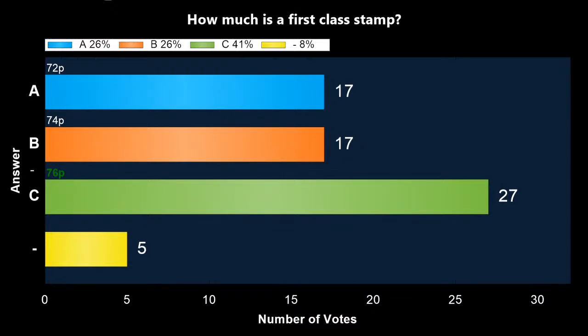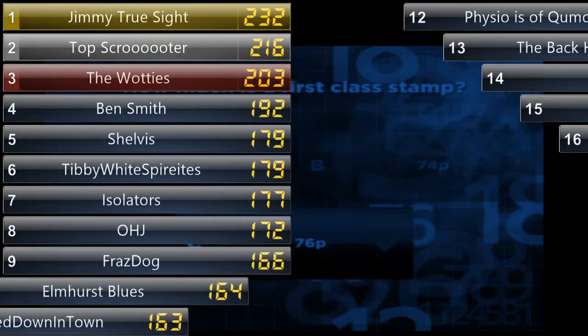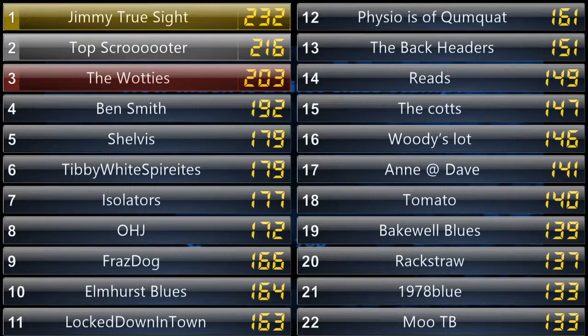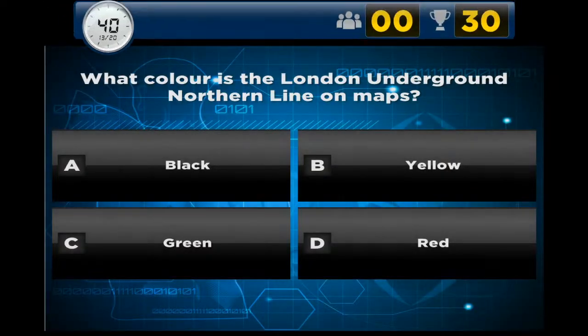Evenly spread there between 72 and 74, 17 apiece. 5 no-shows. Might be some connection issues there. So what has that done? Is Jimmy still at the top? He certainly is. Top Scrooter and the What Is, with Ben Smith just outside. So largely unchanged, the top 3 in recent times. Still plenty of time to catch up.